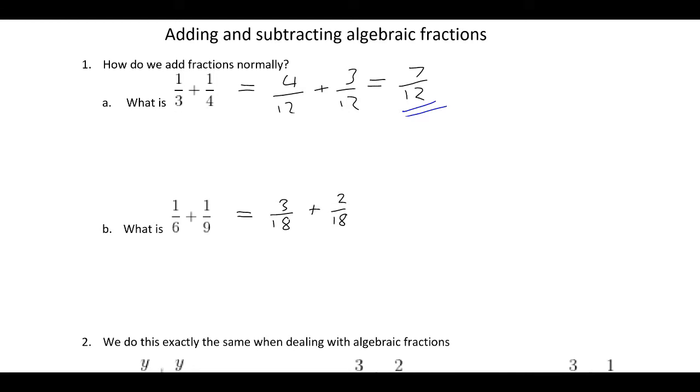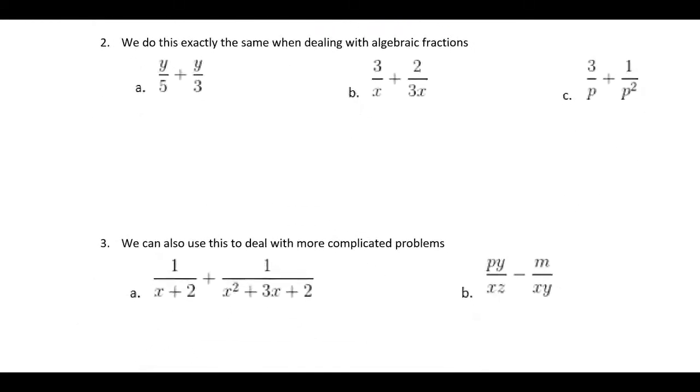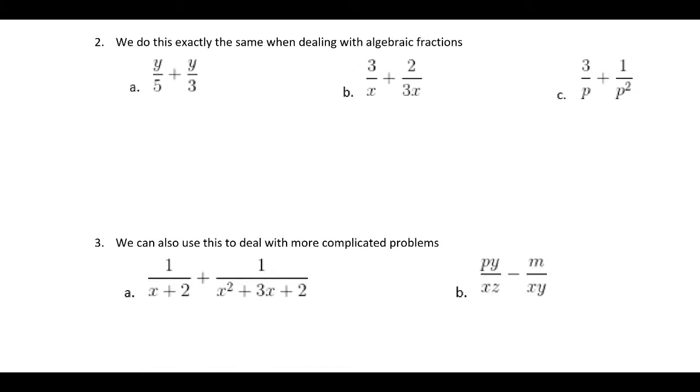They're now the same size, 3 plus 2 is 5. So we get 5/18. Okay? And that is how we've dealt with fractions in the past. So now, we're going to do that with algebra. Okay? So, our first problem, y over 5 plus y over 3. Well, all we have to do is make the bottoms the same size, and then we can add them.